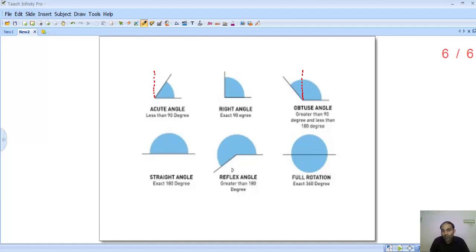When it goes further than 90 degrees, now this angle, the first one, is less than 90 degrees. A right angle is exactly 90 degrees. An obtuse angle is greater than 90 degrees but less than 180 degrees. This is a straight angle, this is a 180 degree angle.